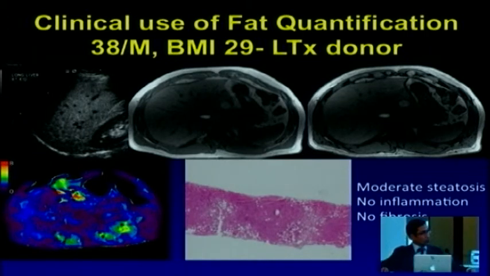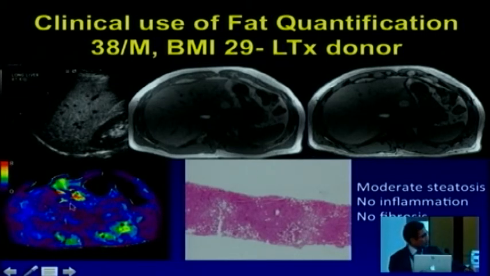This is a liver transplant donor who has a body mass index of 29 and is a 38-year-old male. When he came in, the initial ultrasound assessment showed a fatty liver. He was advised to undergo exercises and lose weight, and he came back after 2 months, and you can actually see there's not much fat in this patient. There's reduction of signal, but not a very great degree.